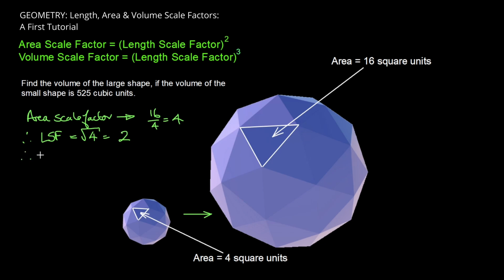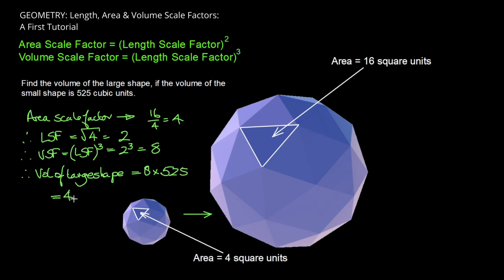So therefore I can say that the volume scale factor is equal to the length scale factor cubed, which in this case will be 2 cubed, which is equal to 8. So the volume scales up by a factor of 8. We're given the volume of the small shape, so the volume of the large shape is equal to 8 times 525, which is equal to 4,200, and this will be cubic units. And that is your answer.